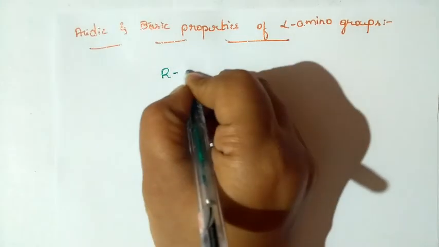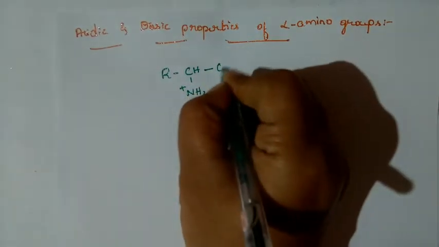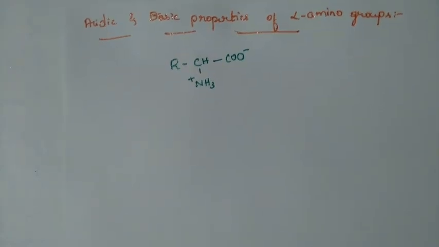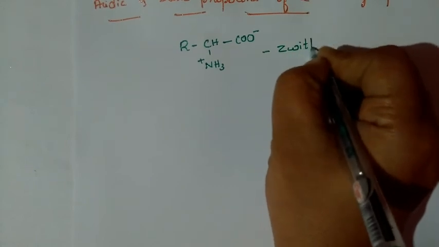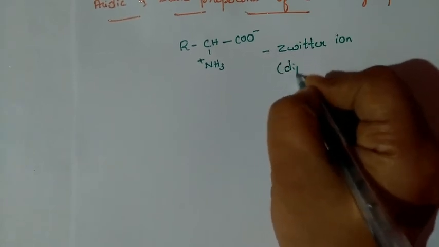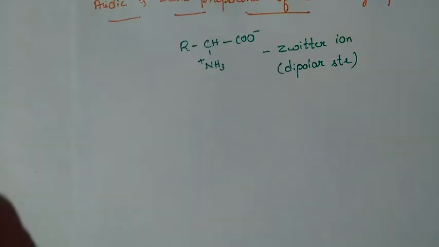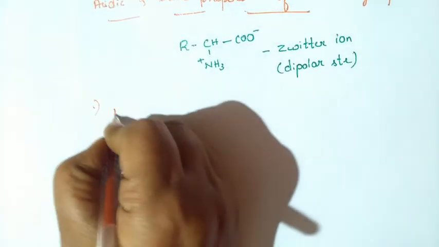That is R, CH, NH3 plus and COO minus. It is a Zwitter ion form. So alpha amino acids exist as a Zwitter ion. Due to this Zwitter ion or dipolar structure, which group is responsible for acidic nature and basic nature, we shall see. So that is the first reaction we shall go through.